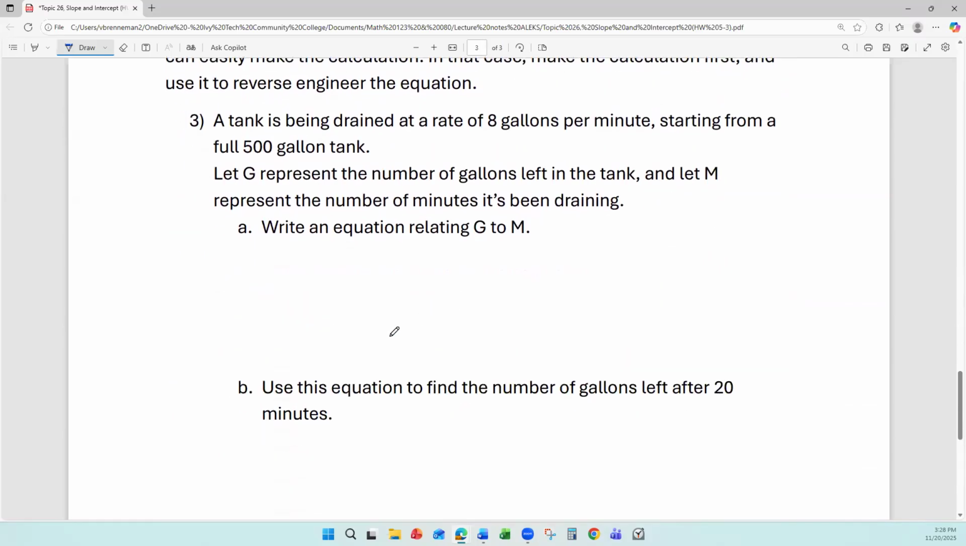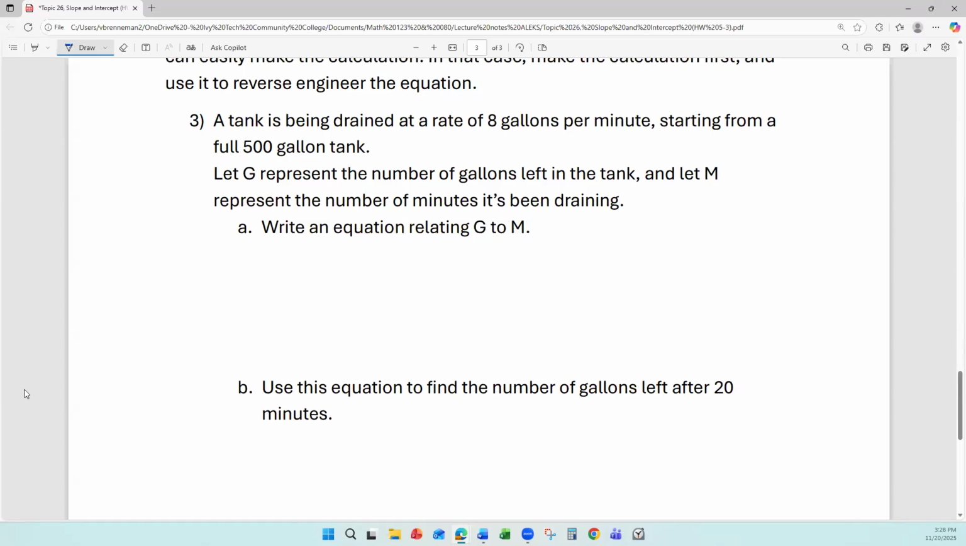So number 3, similar process. Now we're going to write the equation first and then use it to find something. So write an equation relating G, which is the number of gallons left in this tank, to M, which is the number of minutes it's been draining. We have a tank being drained at a rate of 8 gallons per minute, starting from a full 500-gallon tank. So my equation is going to have 8 and 500 in it.